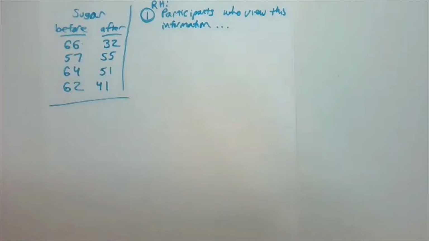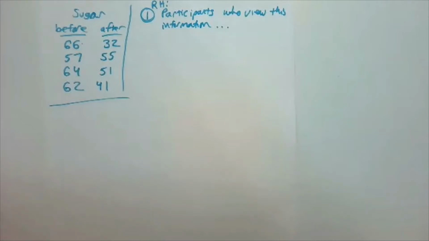Then they receive some sort of information, perhaps a pamphlet or a video, about the importance of reducing added sugar in their diet. We follow up with them about a week later and find out how much added sugar they've consumed as part of their diet on that day.